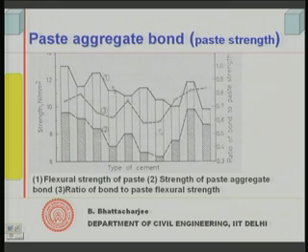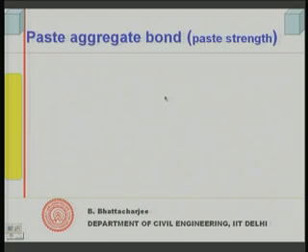A second issue confirmed is that this bond strength is not necessarily proportional to the strength of the paste itself. So, for example, although this place has got a high paste strength, it is not necessarily the highest bond strength. In fact, the highest paste strength you see here. This is the least paste flexural strength, but the least bond strength is somewhere there. So, they are not necessarily related, one to one correspondence is not there, although some sort of relationship does exist.